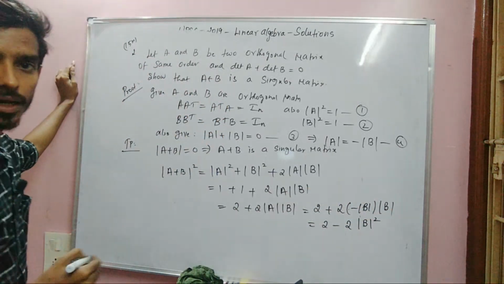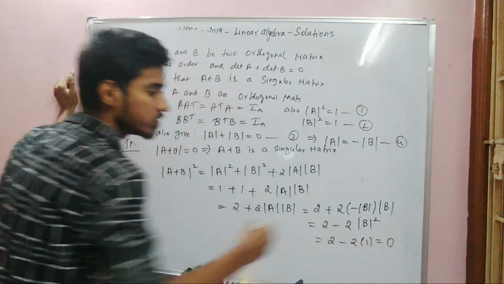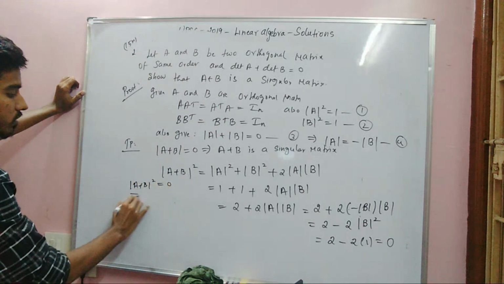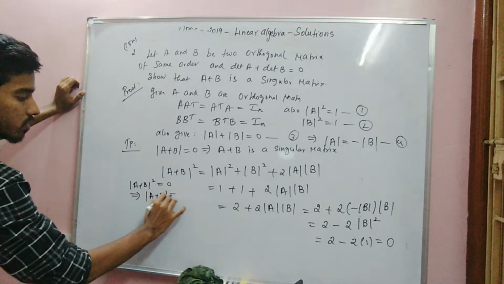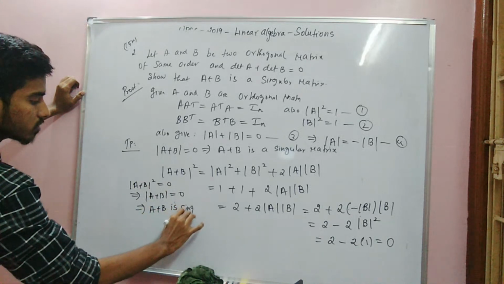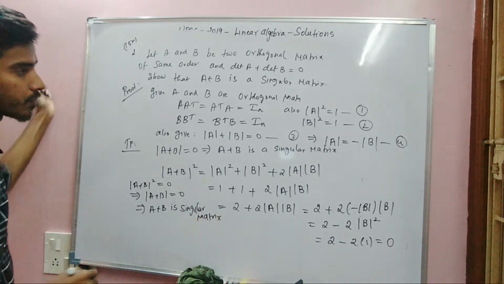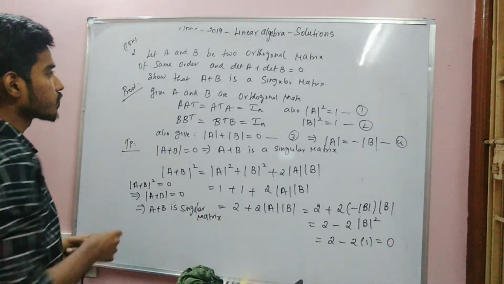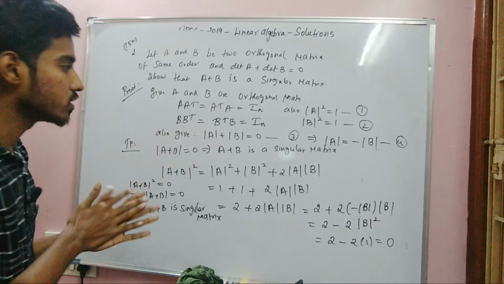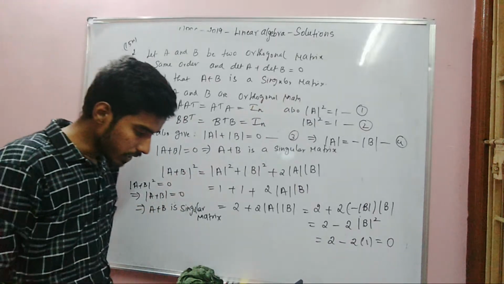What is determinant of B whole square? It is equal to 1. That means it is equal to 2 minus 2 into 1, which is equal to 0. So we have proved that determinant of A plus B whole square is equal to 0. This means determinant of A plus B is equal to 0. This means A plus B is singular. That's it. This question carries 15 marks. It will not take even 2 minutes to prove this. We need to prove A plus B is a singular matrix, so the determinant of A plus B has to be equal to 0. From these 4 pieces of information, I have just substituted in this formula.